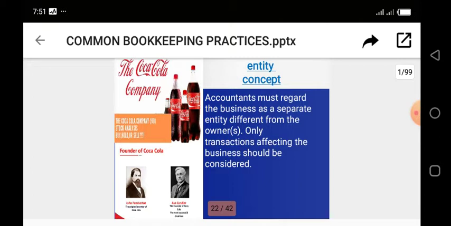A good example in Nigeria is Dangote. Dangote is the richest man in Nigeria and also the richest man in Africa. His company is called Dangote PLC. Though the name is Dangote, that does not mean that Dangote's personal money can enter into Dangote PLC. They are two separate persons. Dangote as the richest man, fine, but that does not affect the ranking of Dangote PLC in the world. We can't say Dangote PLC is the richest company in the world.